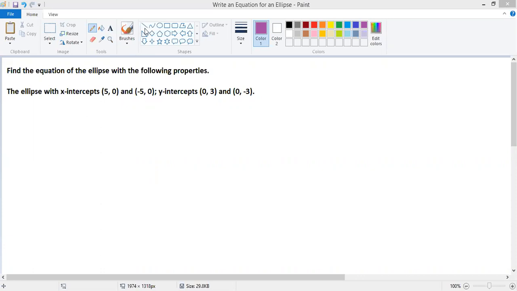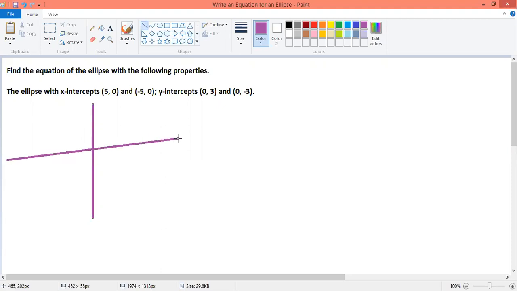So let's go ahead and draw a picture. A picture is worth 1,000 words. It's never too old to draw a picture. So this is my y-axis, up and down. Then I'm going to do my x-axis, which is sideways. Then I'm going to draw my ellipse, but let's mark our points here.